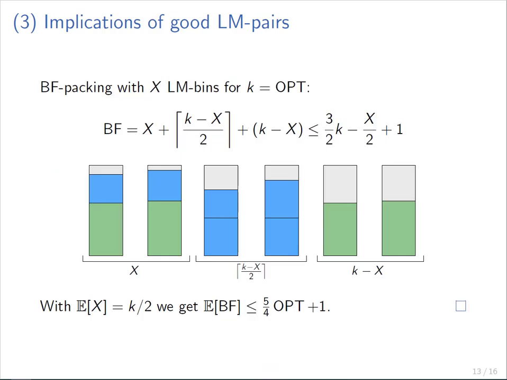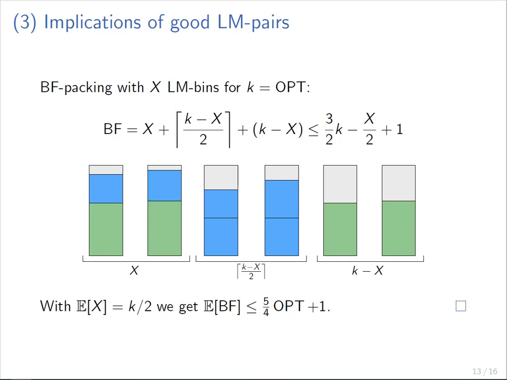And finally, we just need to analyze what happens now. So if we assume that we have a number x of LM bins in the packing, what is the approximation ratio of best fit? So how many bins are used by best fit compared to opt?